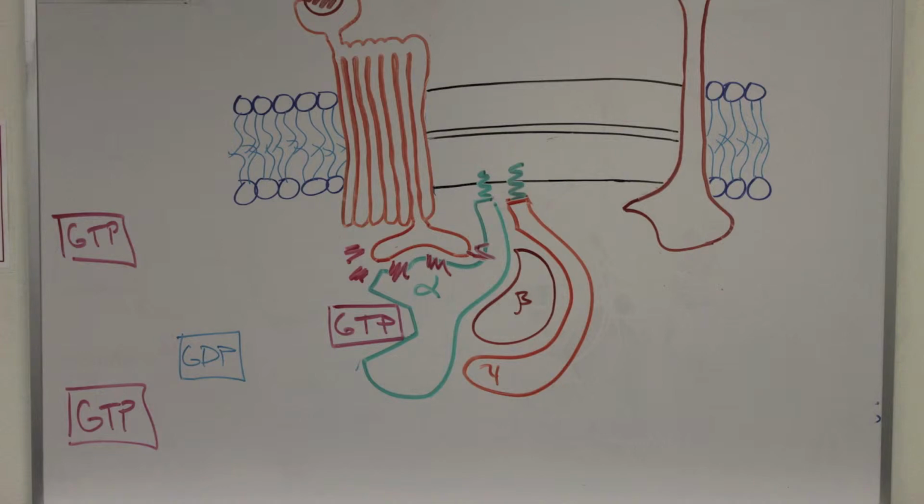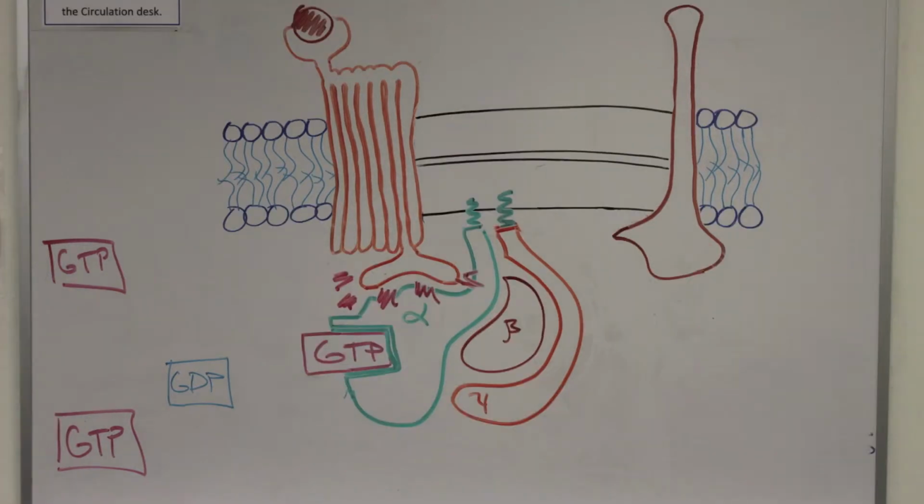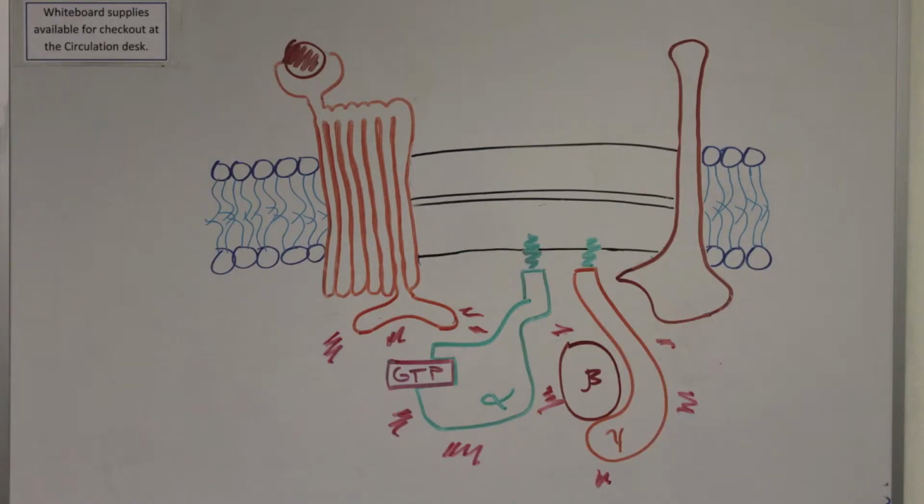GTP binding now induces further shape change in the alpha subunit of the G protein, thereby activating not only the alpha unit but also the gamma-beta complex. It is significant to mention that the activated beta-gamma complex can go on to regulate its own independent processes. However, for this video, we are primarily going to focus on the effects induced by the activated, GTP-bound alpha subunit.